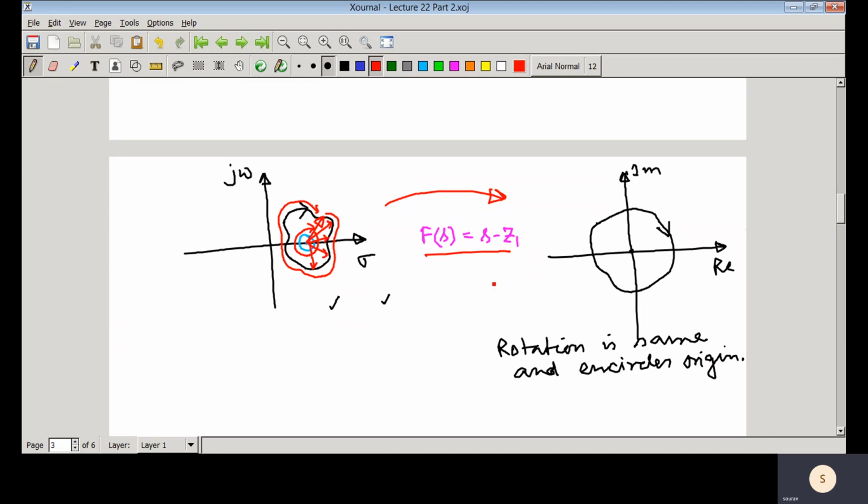When you are mapping via this particular function, the same thing happens as in the s plane. From here, if you draw that vector and start traversing along this contour, you can see that the total angle would be 360 degrees. So that's why it actually encircles the origin.